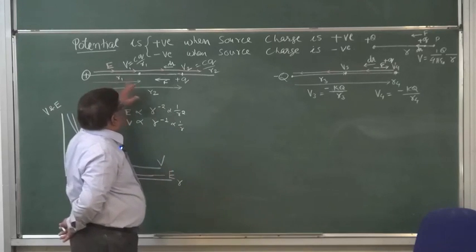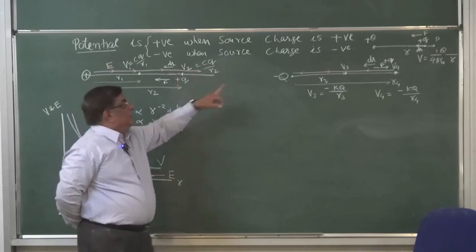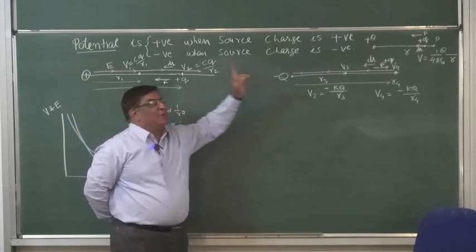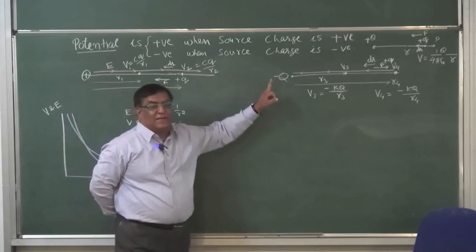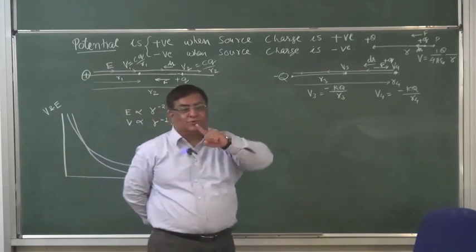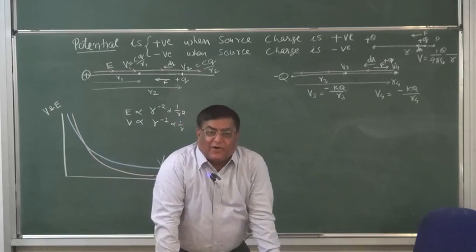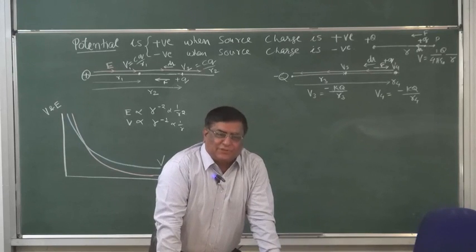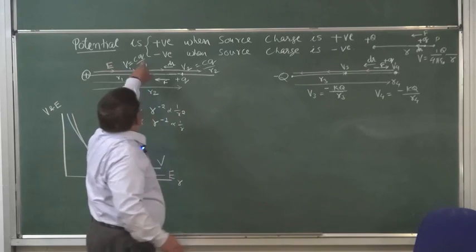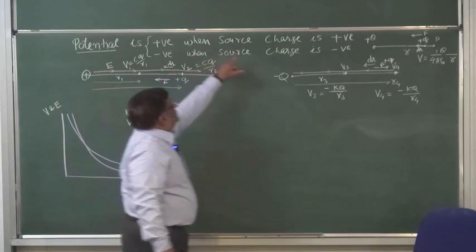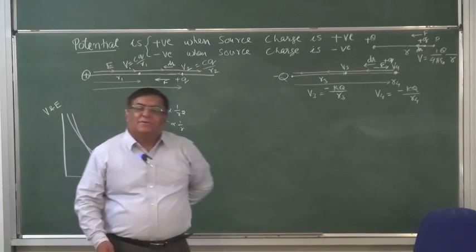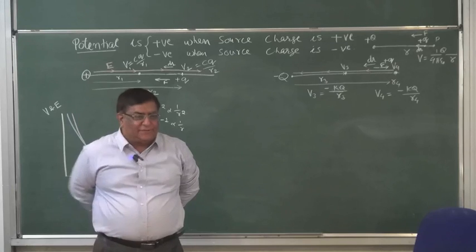Because here there was a force of repulsion, I have to apply force. Here there was a force of attraction, I have to apply force in this way. Why was it repulsion, and why attraction? Because this is a positive charge and this is a negative charge, the source charge. That means the sign of potential is decided by the sign of the source charge. Is this point clear? So from now onward we make it a rule. The potential is positive when the source charge is positive and the potential is negative when the source charge is negative. Okay, so we will remember this.